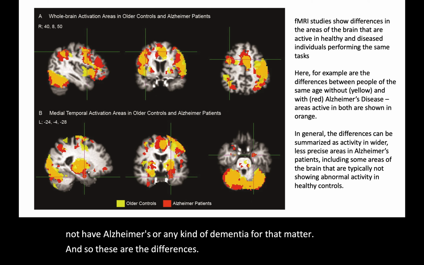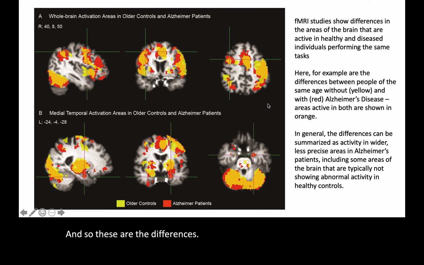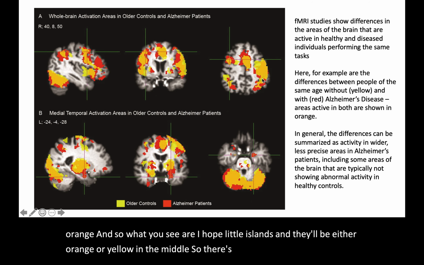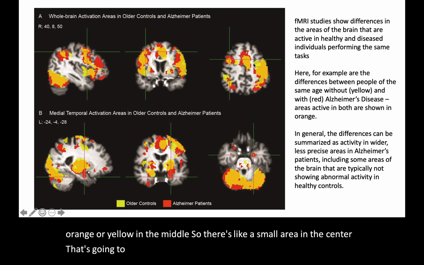If it's an area that is active in people that do not have Alzheimer's, it's going to be yellow. If it's an area that's active with Alzheimer's, it's going to be red. And if it's active with both, it's going to be orange. And so what you see are, I hope, little islands, and they'll be either orange or yellow in the middle. So there's like a small area in the center that's going to be turned on in both cases. But look over here.